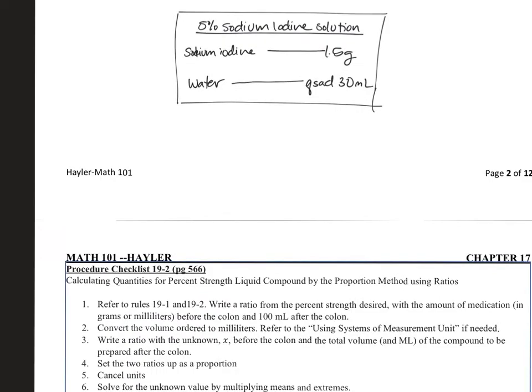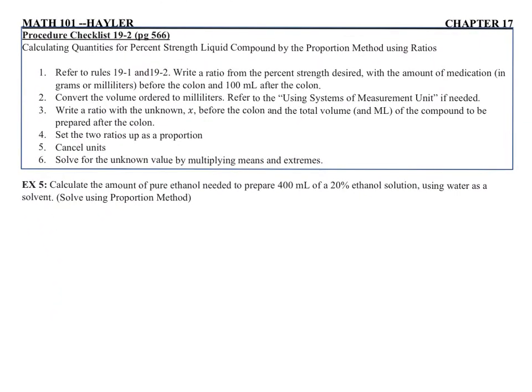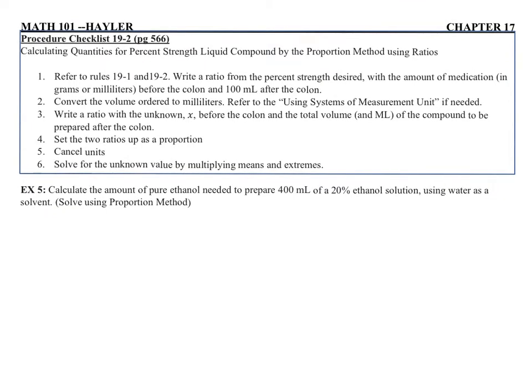Alright, so next, procedure checklist 19.2. Calculating quantities for percent strength liquid compound by the proportion method using ratios. Once again, we're going to refer to rules 1 and 2, depending on if we have a solid or a liquid medication we're using. We'll set up a ratio. We'll make sure to convert any volume to milliliters. After that, we'll write the ratio and solve.